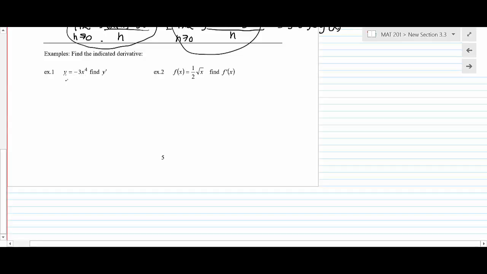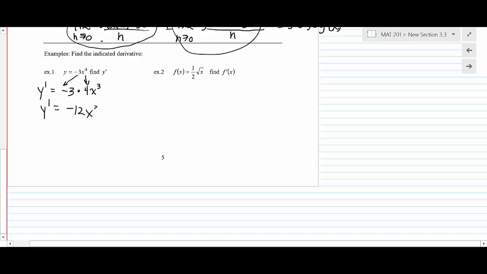So again, you want to learn to do this in your head. I'm going to write a step that's probably unnecessary on this. Since you have a constant there, you just write the constant down. You don't differentiate that. You just write it down. And then you do the derivative of x to the fourth. So that's 4x to the third like that. Okay, well, what's the answer?